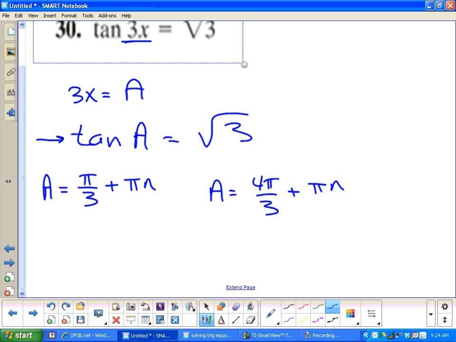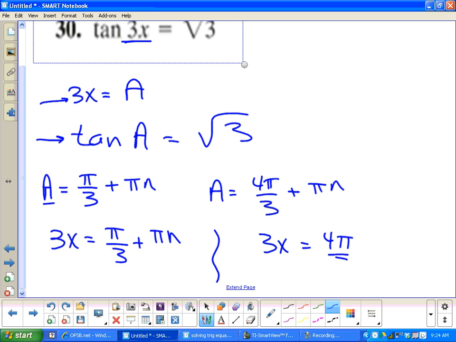All right, I avoided my problem right here. Now I got to face it. So what is x really? I mean, what is it really? 3x. Okay, so we'll get 3x equals pi over 3 plus pi n, and then 3x equals 4 pi over 3 plus pi n. Y'all see how tedious this is getting now?